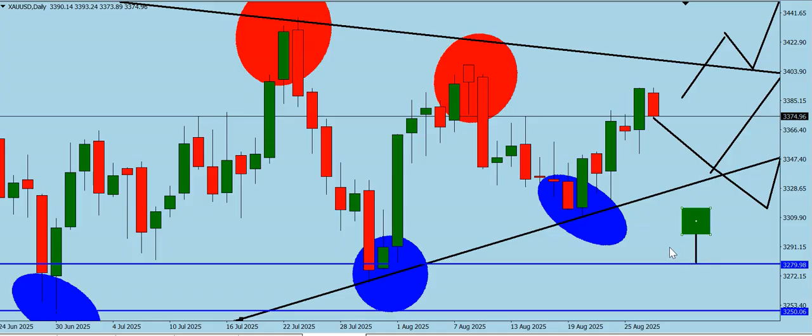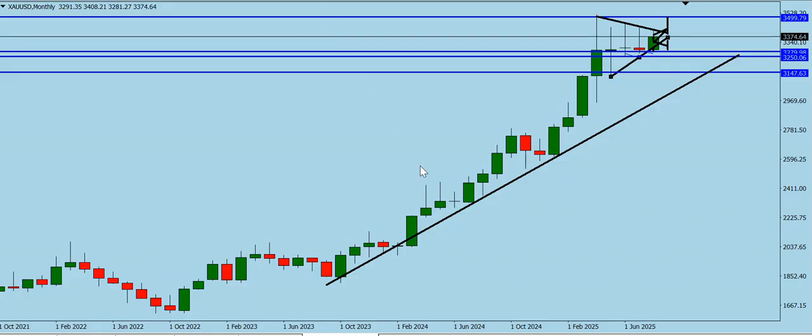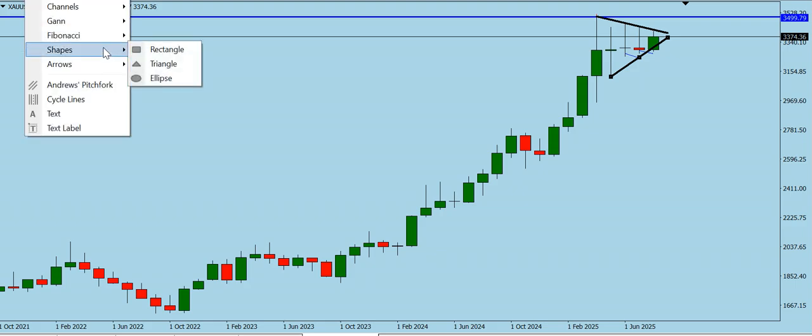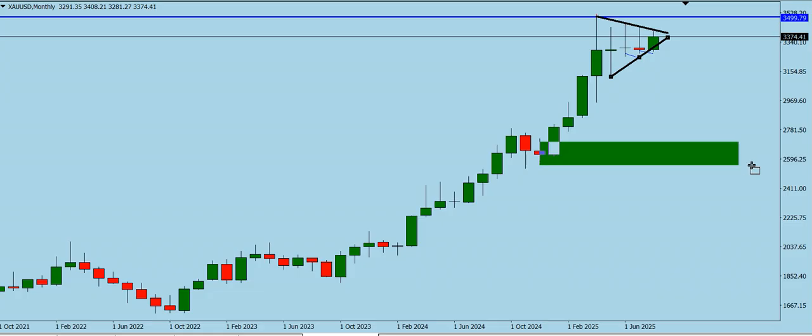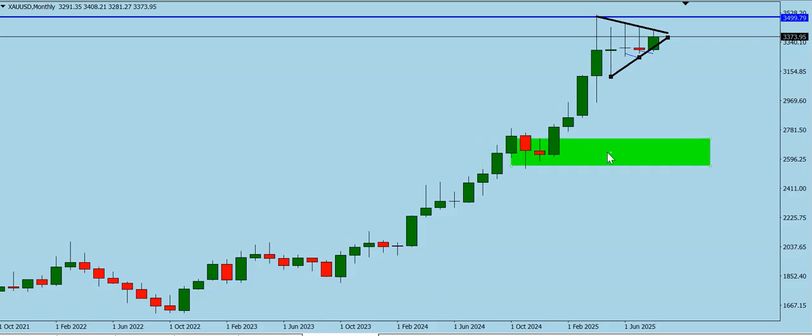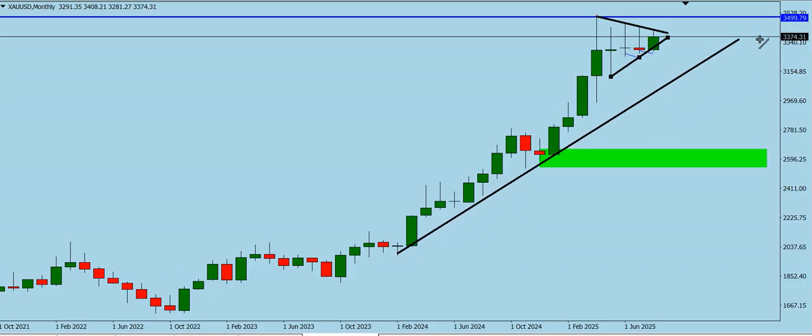But that's that for the daily time frame. Let's quickly look at the monthly time frame. What has happened on the monthly time frame? The monthly time frame shows price is in a triangle, and we have the demand area where buyers are positioned. If price drops, buyers are positioned around here, this particular order block. Buyers are positioned there on the monthly time frame, but the overall trend is bullish on the monthly time frame.